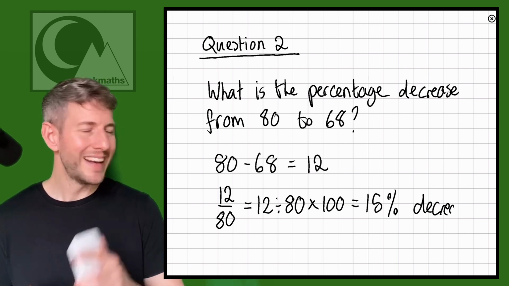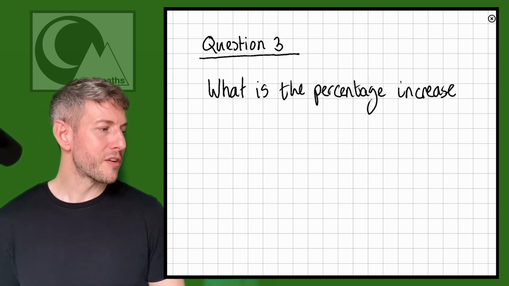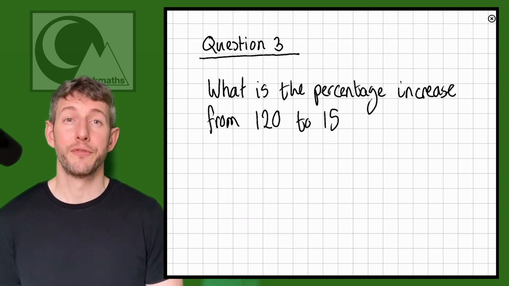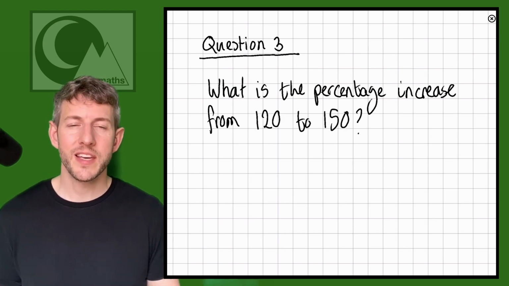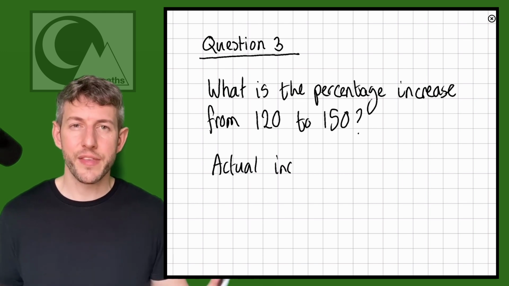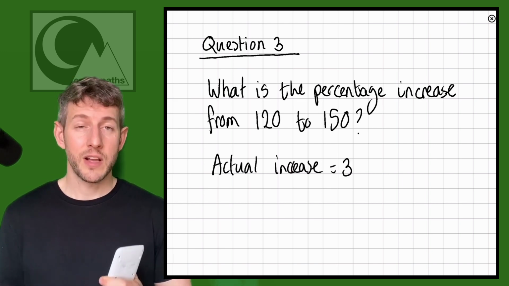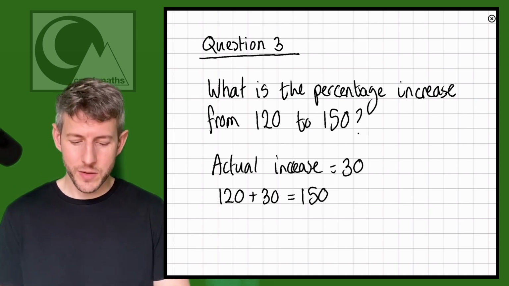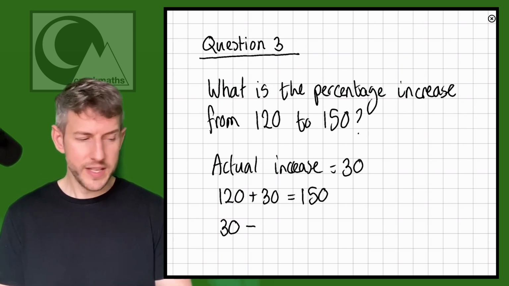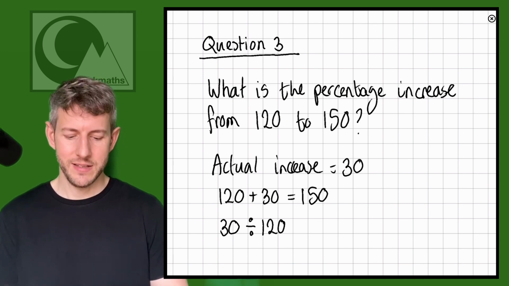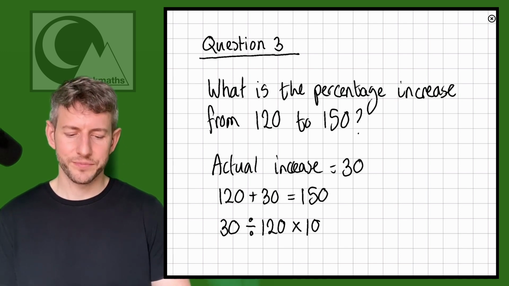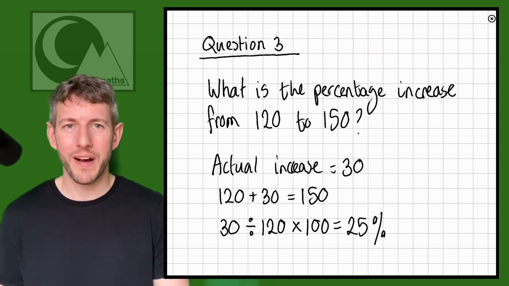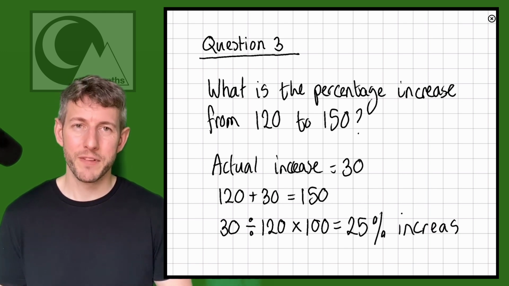Great. And lastly, question 3. Question 3 says, what is the percentage increase from 120 to 150? So I can see that the actual increase is 30 because 120 add 30 gives you 150. So I can do 30 divided by 120 multiplied by 100. And there we go. It's a 25% increase as we found using the direct proportion method as well.